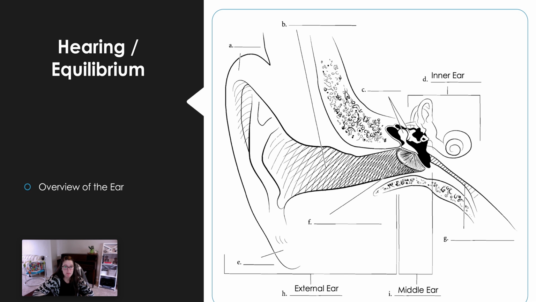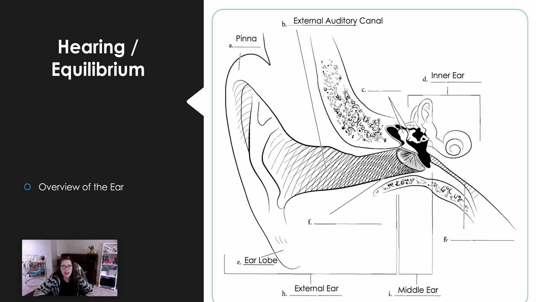The external and middle ear are solely for hearing. The inner ear, when we get to that, is going to share hearing and equilibrium responsibilities. All right. The external ear, not a whole lot to go over here. The part of your ear on the external, kind of like the funnel shape that is going to help direct sound waves into the ear, is called the pinna. The lower part is the lobe. The earlobe is technically part of the pinna.